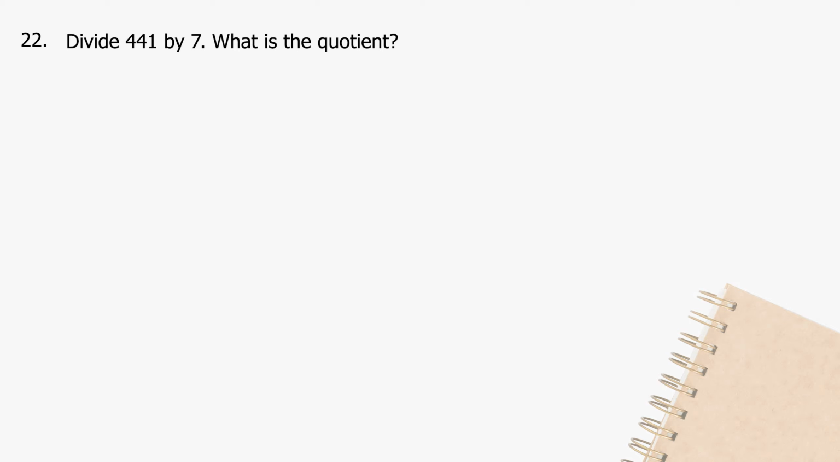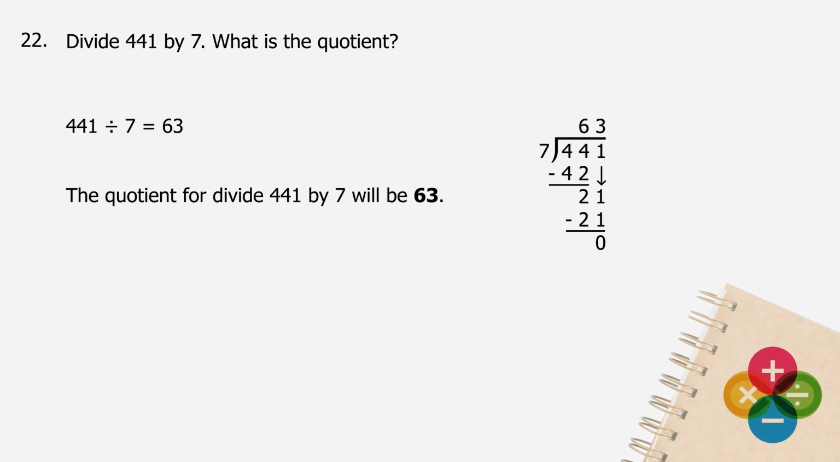Question 22. Divide 441 by 7. What is the quotient? Divide 441 by 7, and the quotient is 63. The quotient for 441 divided by 7 is 63.